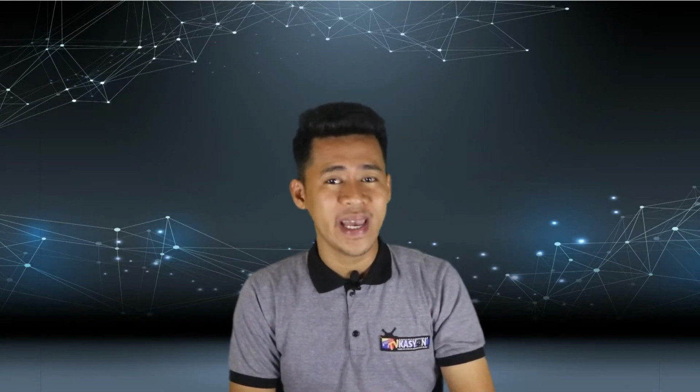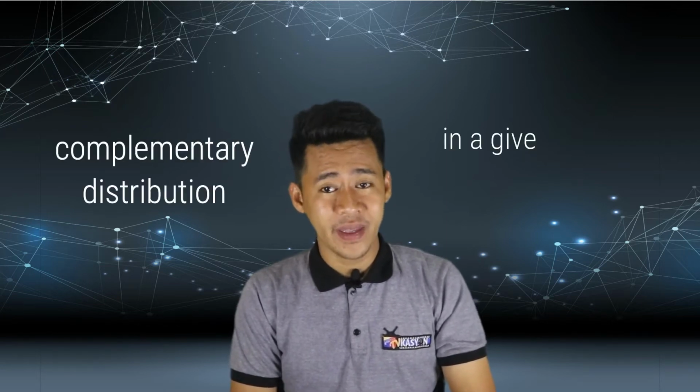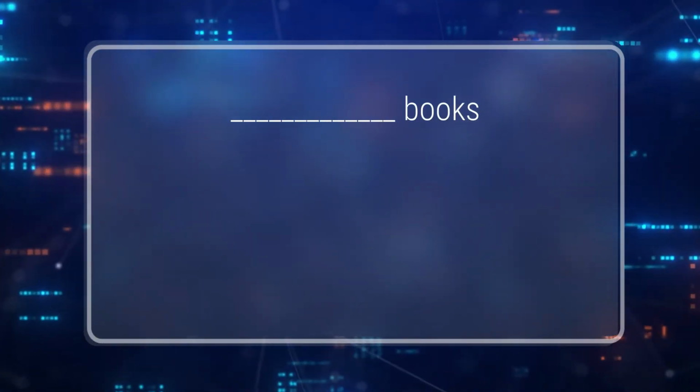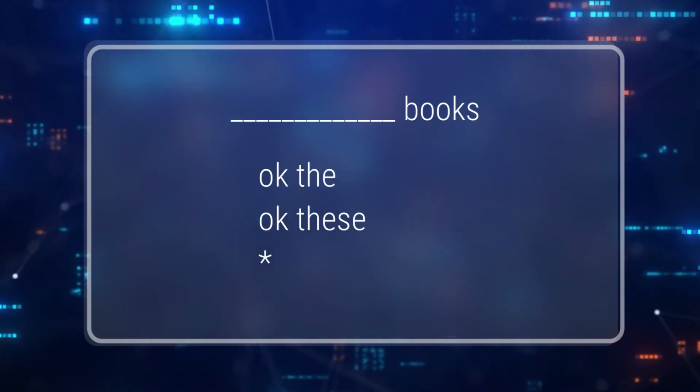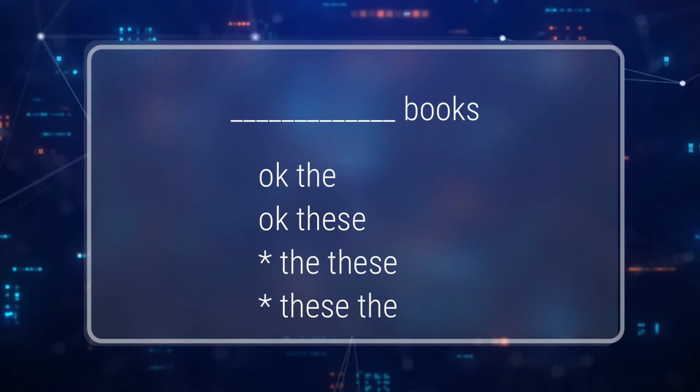Another perhaps more surprising kind of evidence for two words having the same category is available when the two words have complementary distribution, by which we mean that in a given context either one of two elements may occur but not both. This is a good indication but certainly not foolproof that these two items are of the same category. Say for example in the frame, blank books, only certain words can occur. It's okay to say the books and these books, but not the these books or these the books.